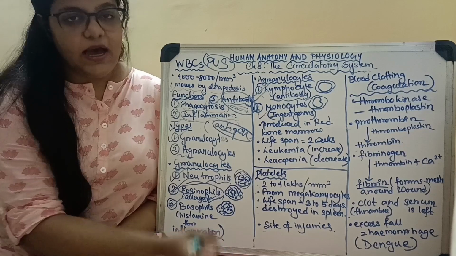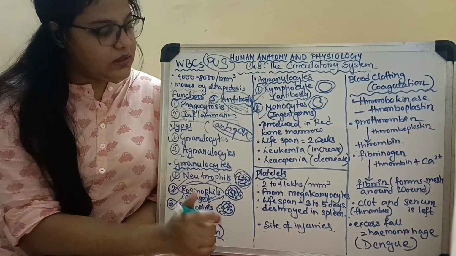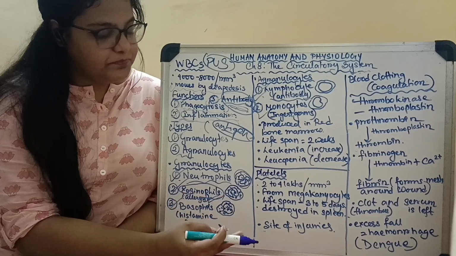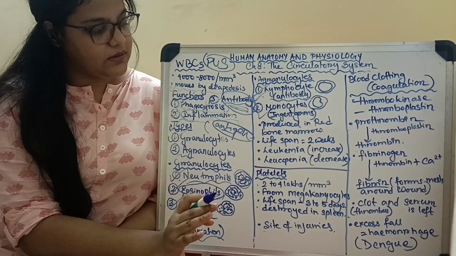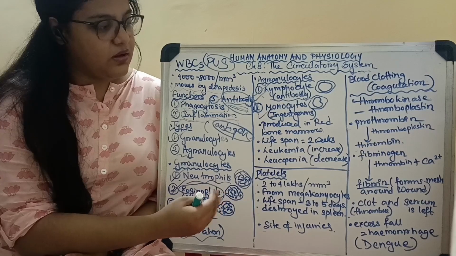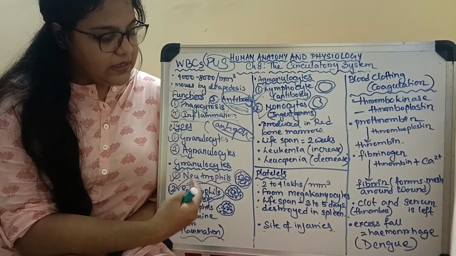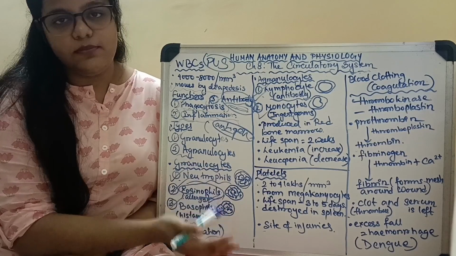Okay, got it? I hope every concept is clear. WBC, RBC and platelet, everything should be clear for you now. Okay, I will also attach some other examples and details in the notes too. Okay, next we will discuss about the blood groups.